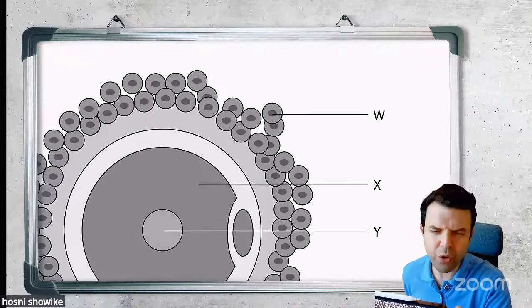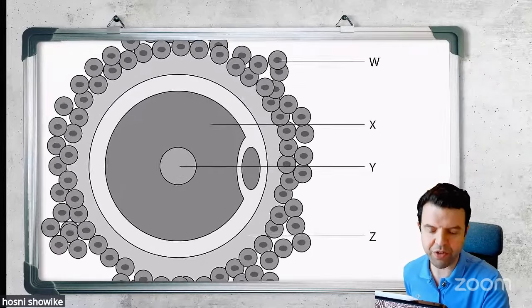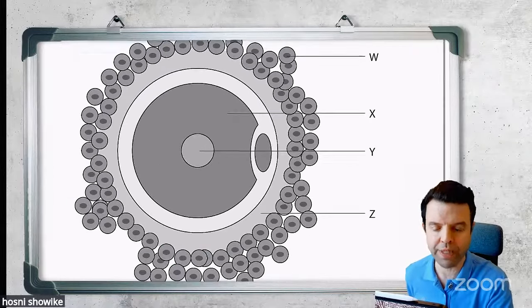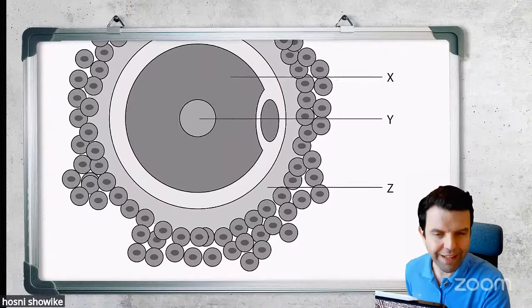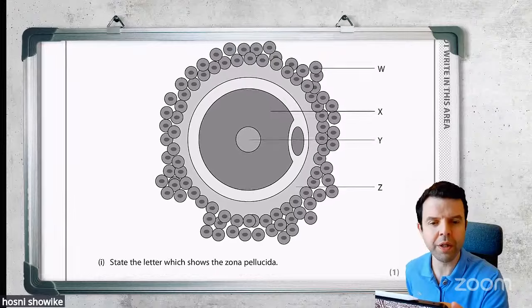W are follicle cells. They're not really necessary in our syllabus. X is cytoplasm. Y is a haploid nucleus. Z is that jelly coating. We call it zona pellucida.